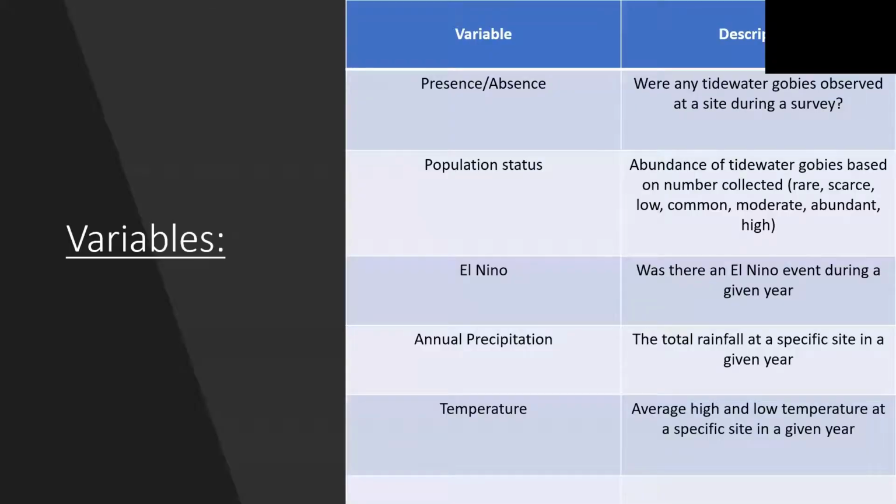To do this, I'll be looking at the following variables: presence or absence, which indicates were any tidewater gobies observed at a site during a survey. Population status, referring to how many tidewater gobies were found during a survey. El Nino, referring to was there an El Nino event during a given year. Annual precipitation, as in the total amount of rainfall at a given site in a given year. And temperature, which is the average high and low temperatures at a given site in a given year.